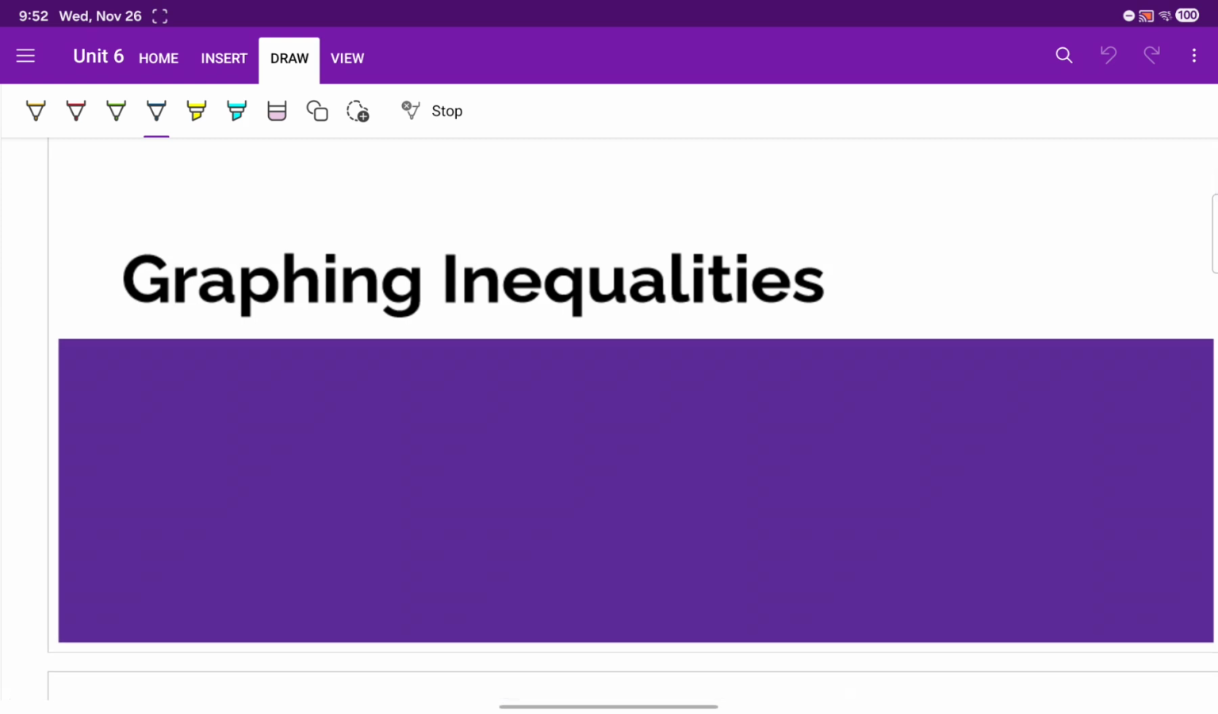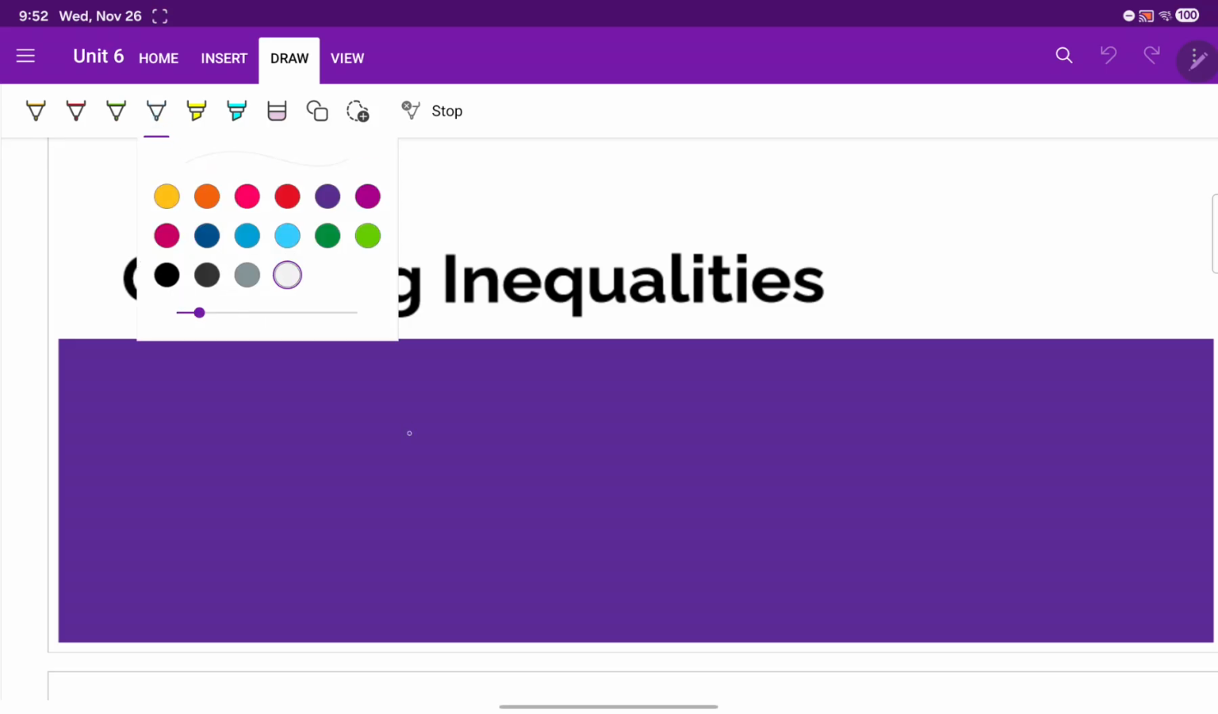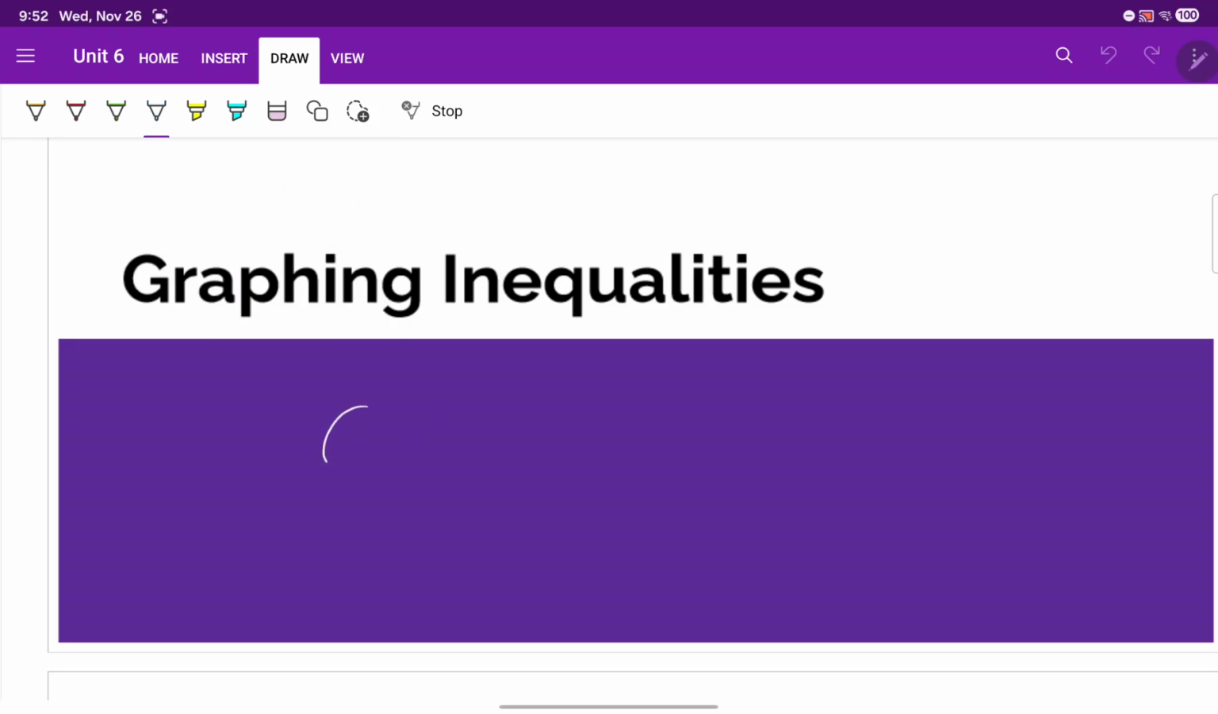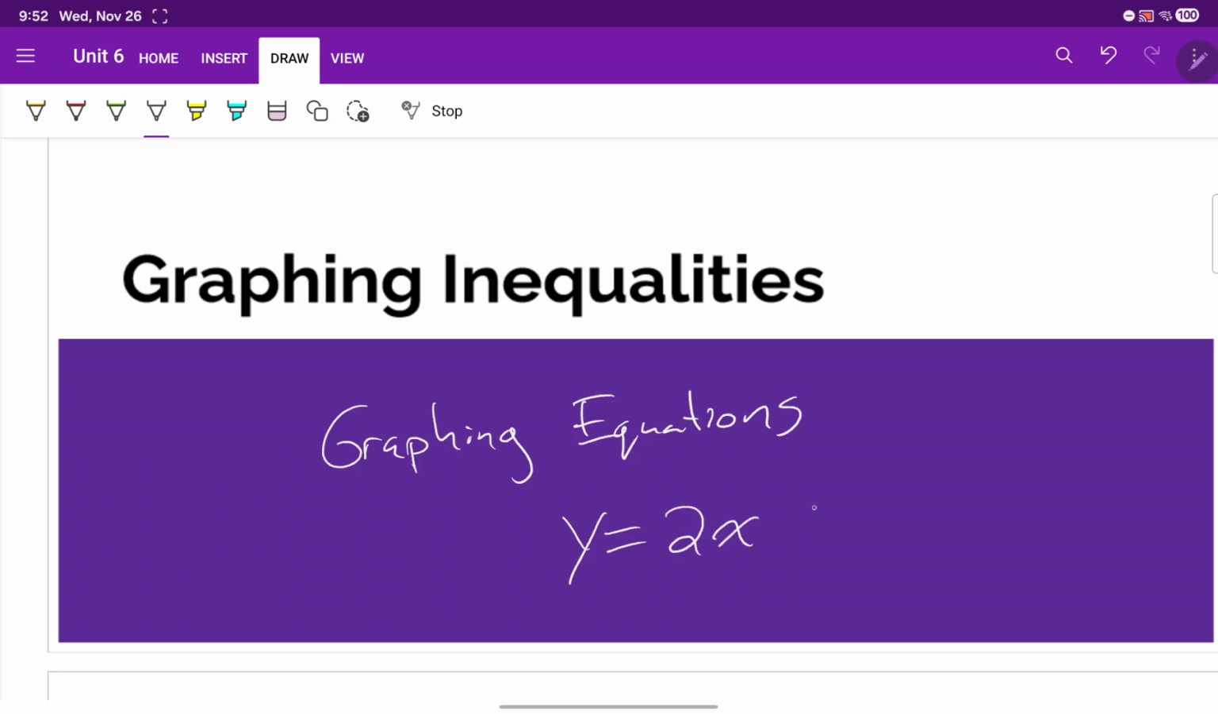So, graphing inequalities. So far in this course, we have been graphing equations. The difference between equations and inequalities: an equation would be something like y equals 2x plus 5, and an inequality would be something like y is less than 2x plus 5.